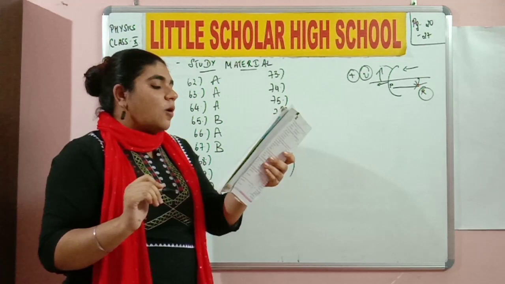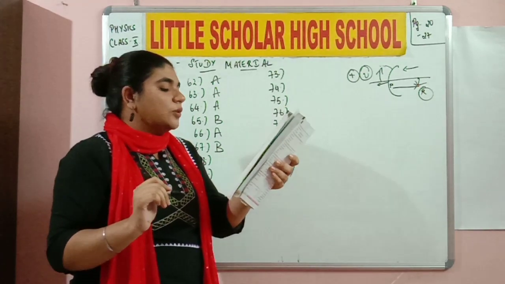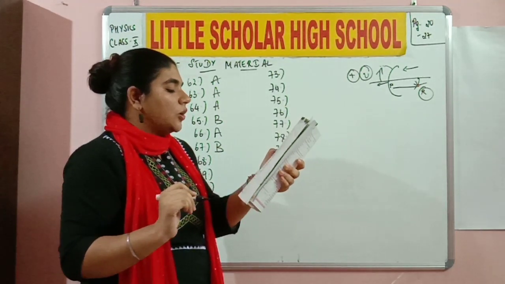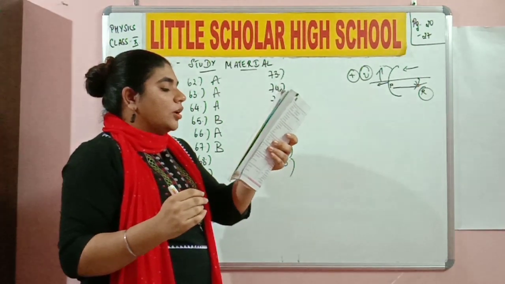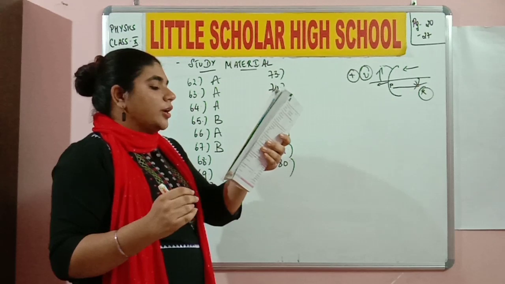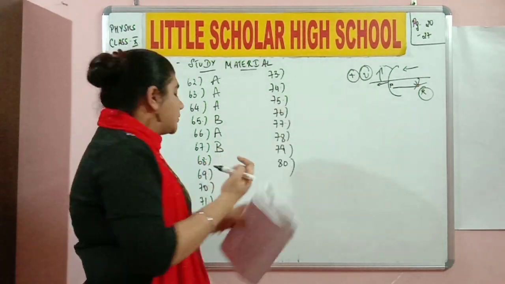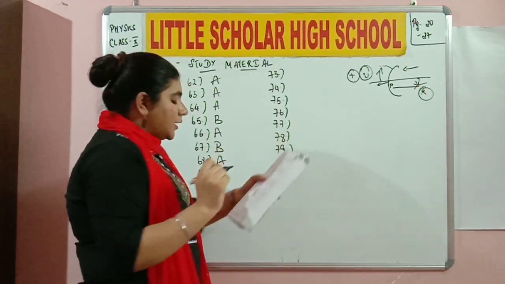68. The image formed by a concave mirror is observed to be virtual, erect and larger than the object. In which case, when I place the object between P and F, where should be the position of the object? Between P and F. Which option, class? 68th one is A. 69.